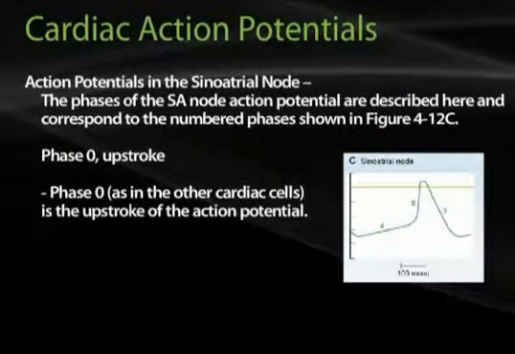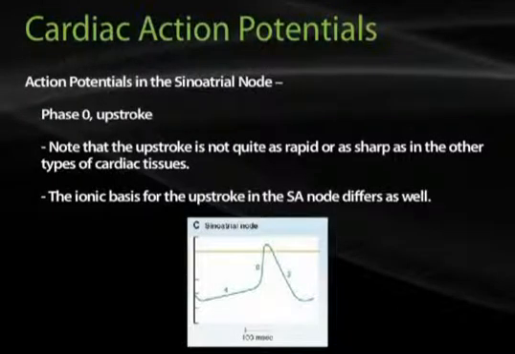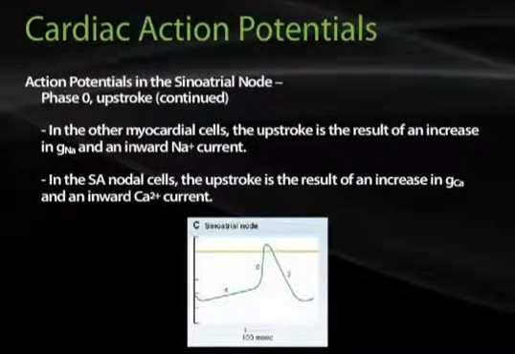The first phase is phase 0, or the upstroke. This is the upstroke of the action potential and represents the depolarization of that cell. However, notice that the upstroke is not quite as rapid or as sharp as in the other types of cardiac tissues. The ionic basis for the upstroke in the SA node differs as well. In the other myocardial cells, the upstroke is the result of an increase in sodium conductance and an inward sodium current. In the SA nodal cells, the upstroke is the result of an increase in GCa, or calcium conductance, and an inward calcium current. The same calcium current is responsible for the upstroke in the AV node as well.